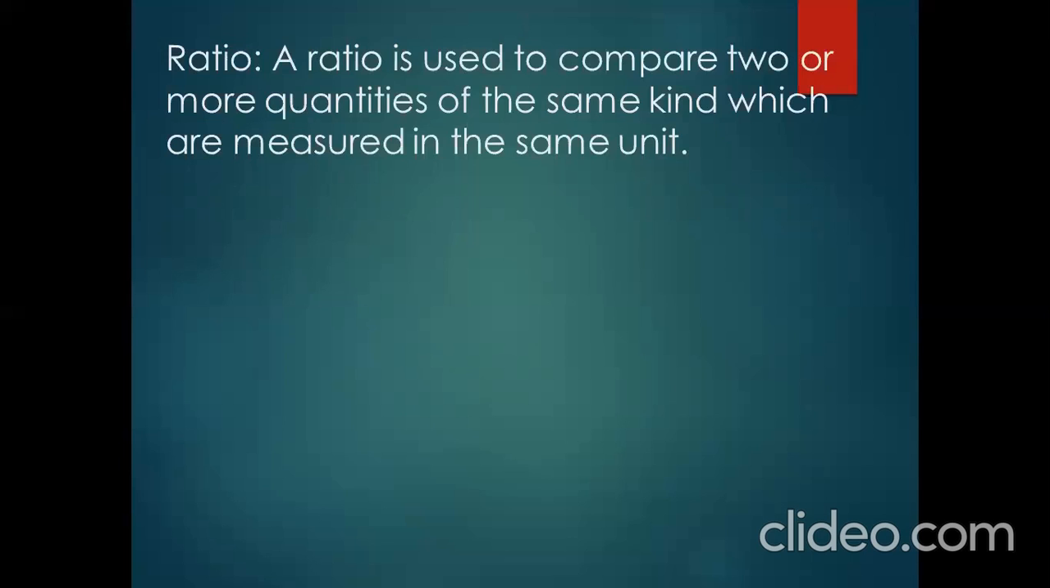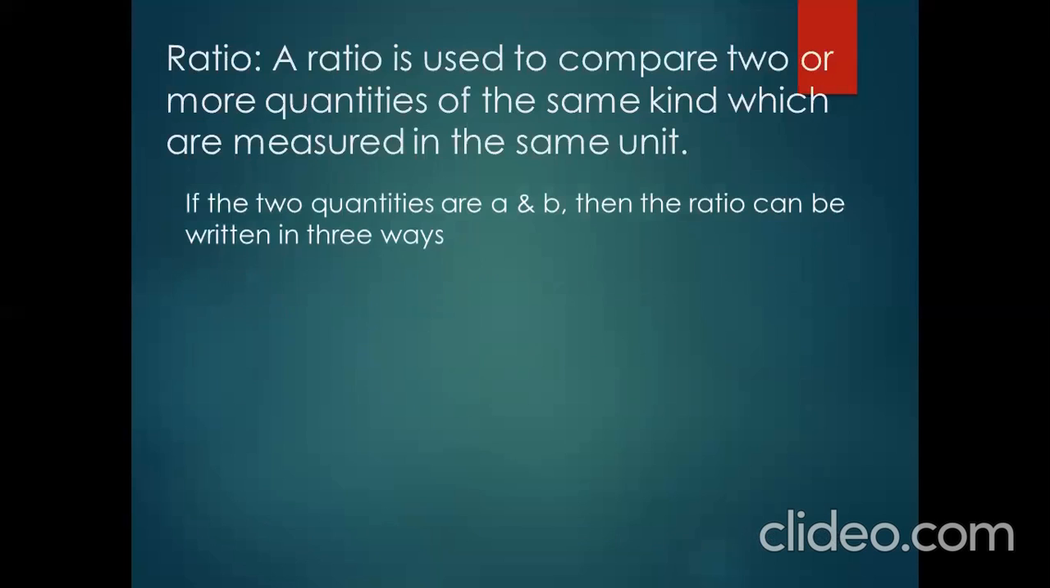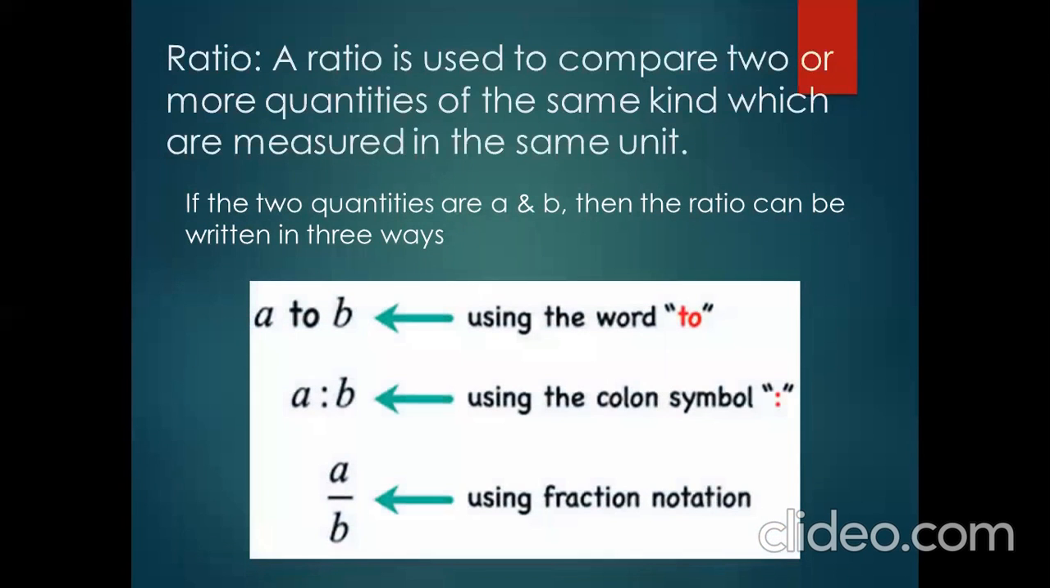In general, if the quantities are A and B, then the ratio can be written in three ways. Let's see what the ways are. The first way is to write the word "to" in between the quantities of the ratio, like A to B. The second way is writing this colon symbol, A colon B. Or the third way is by using fractional notation, that is A over B. These are the three ways.